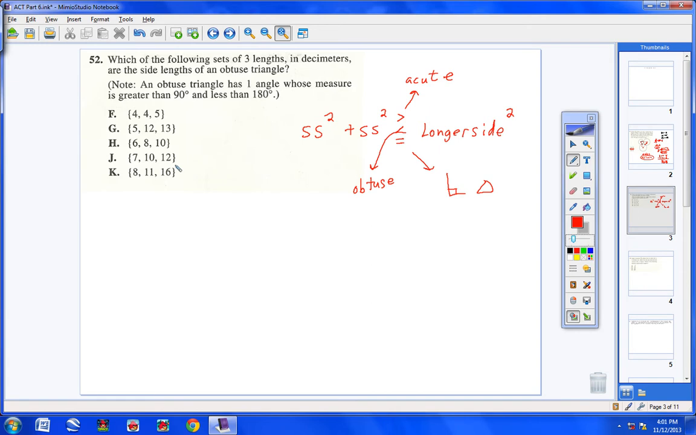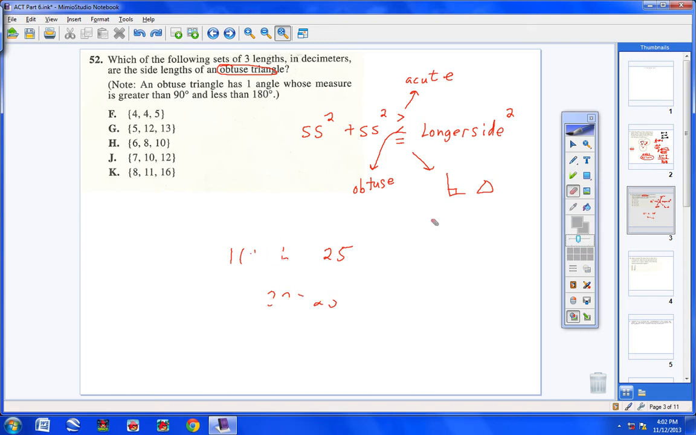That's what we're going to do now. So we can do this so quickly, students. Start with letter F. Here's your shorter side, longer side. So 4 times 4 is 16. 4 times 4 is 16. 5 times 5 is 25. Add these two together. 32 is greater than 25. Nope, no good. Remember, when the left side is greater than the right side, that means you have an acute triangle. And we're trying to find which one of these sets are the lengths of an obtuse triangle. So we want to get out a left side that is less than the right side. That's what we're trying to get, okay? So that did not work.